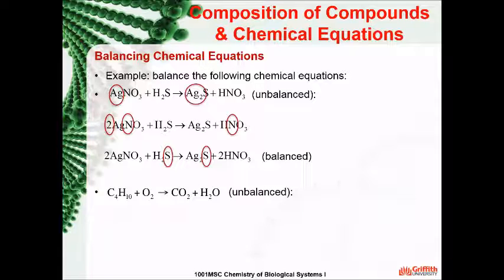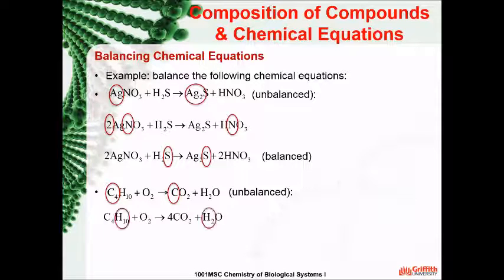Let's look at example 2. C4H10 plus O2 forms CO2 plus H2O. This is also an unbalanced reaction. For this chemical reaction, there is oxygen by itself, so we will leave it until the last step. We start with carbon. There are 4 carbons on the left side, but only 1 on the right side. So we put a 4 in front of the carbon dioxide.